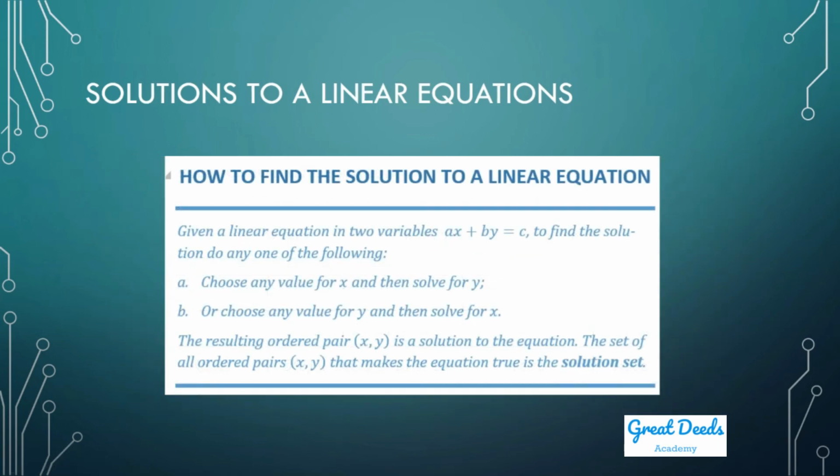How do you find the solution to a linear equation in two variables? What you do is you pick any value of x and then solve for y. Or you choose any value of y and then solve for x. So it will produce an ordered pair x, y, and that is going to be an element of the solution set. And all pairs that satisfy the equation is what you call the solution set.